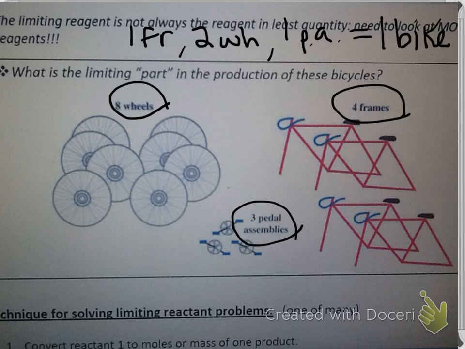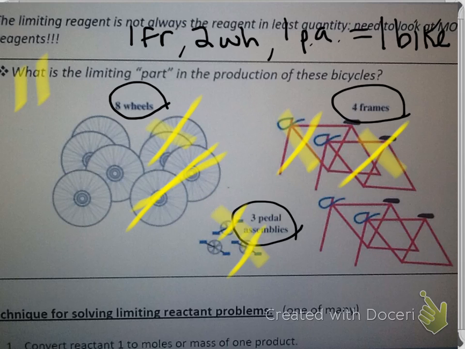Well, let's see how many bikes we can make first. If I'm going to make a bike, I'm going to start with my frame. So I've got 1 frame. I'm going to need 1 pedal assembly. And I'm going to need 2 wheels. Okay, so that gives me 1 bike. Let's do another one. We've got a frame, a pedal assembly, and 2 wheels. So that's bike number 2. Let's make another one. We've got a frame, a pedal assembly, and 2 wheels. That's 3 bikes. Can we make a 4th bike?